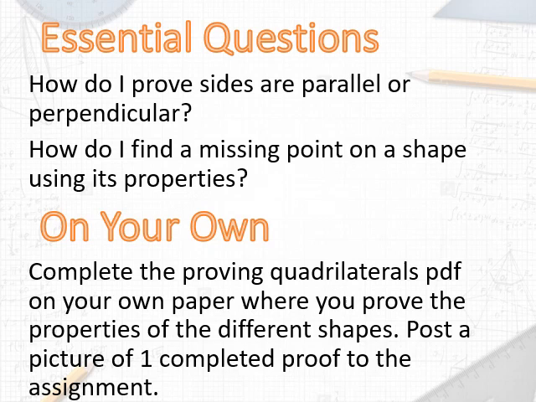How do I prove sides are parallel? You show they have the same slope. How do I prove they're perpendicular? You show the slopes are the negative inverse of each other. How do I find a missing point on a shape? You use the properties to help you figure out where that missing point should be to make the properties of the shape true. So if it's opposite sides parallel or opposite sides congruent or perpendicular, whatever it is, use that information to help you find the missing point.